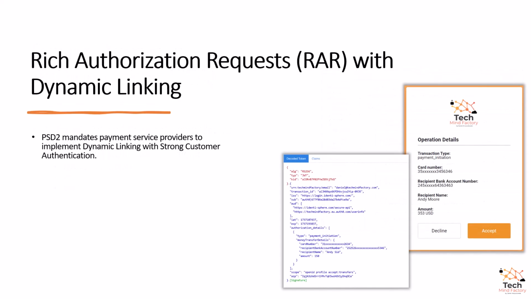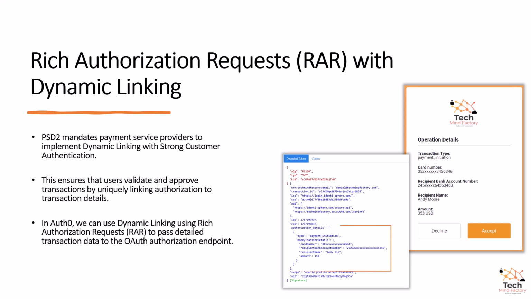Strong Customer Authentication can be used with another feature available in Auth0 highly regulated identity, which is Rich Authorization Requests with dynamic linking. So PSD2 mandates payment service providers to implement dynamic linking with Strong Customer Authentication. This ensures that users validate and approve transactions by uniquely linking authorization to transaction details. In Auth0, we can use dynamic linking using Rich Authorization Requests or RAR to pass detailed transaction data to the Auth0 authorization endpoint.